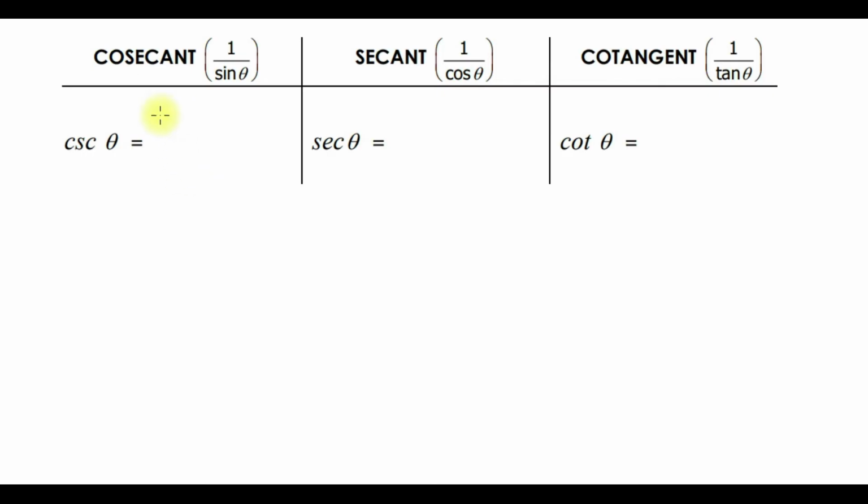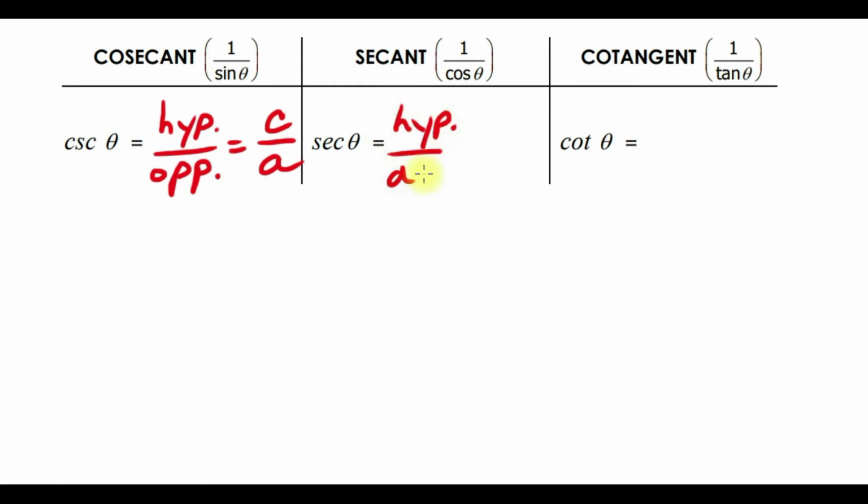So cosecant is going to be hypotenuse over opposite, because sine is opposite over hypotenuse. So this is going to be C over A. And then secant is the reciprocal of cosine. So that means it's going to be hypotenuse over adjacent, because cosine is adjacent over hypotenuse. So this is going to be C over B.